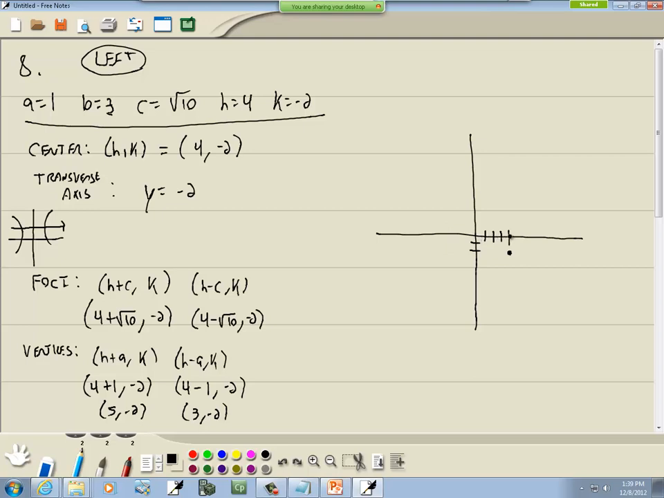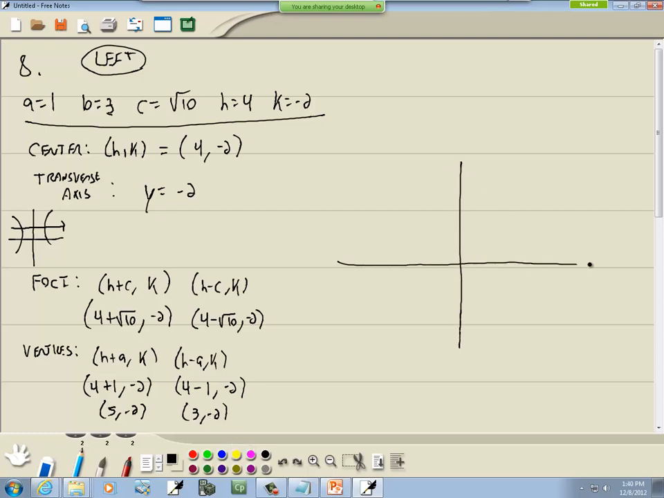Oh, wow. Talk about screwing it up. There we go. Let's try that again. I didn't realize those were so close together. Try to make this a little bit bigger. 1, 2, 3, 4, 5, 6. Okay, center is 4, negative 2. So 4, negative 2 would be right there. And vertices 5, negative 2. That's still pretty close together. So that's our center, and that's our vertex. And 3, negative 2. Sometimes this happens when you make up numbers. But you'll get the idea, I think.